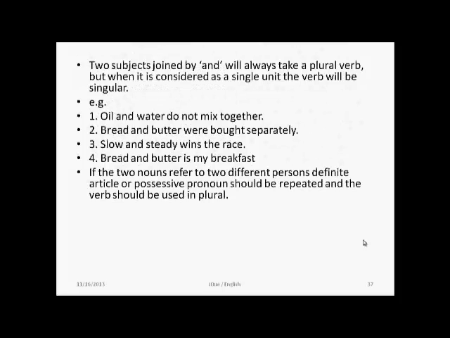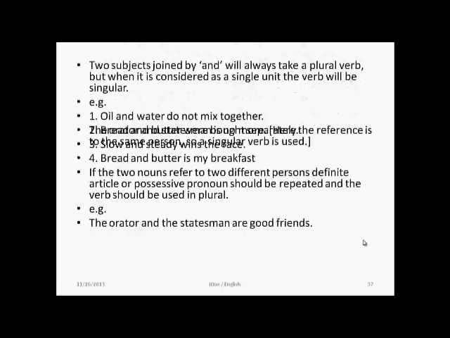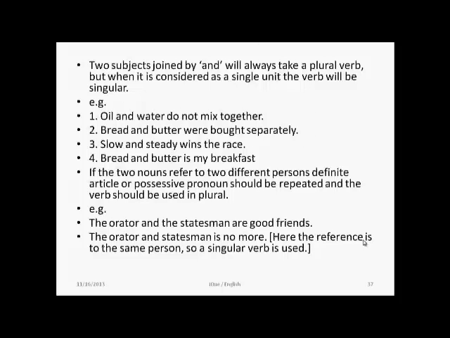If the two nouns refer to two different persons, the definite article or possessive pronoun should be repeated and the verb should be used in plural. So, the orator and the statesman are good friends. So we use the article the with both orator and statesman. The orator and statesman is no more. Here we are talking about the same person who's both an orator and a statesman. So we do not use the article the before statesman. Here the reference is to the same person, and hence a singular verb is used.